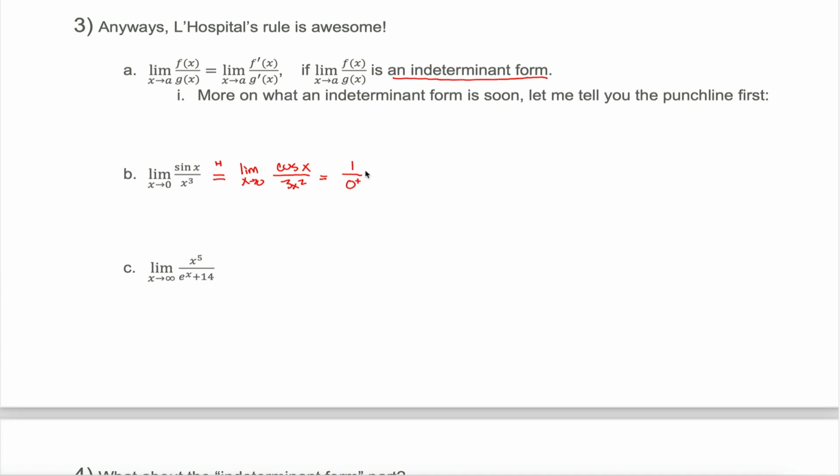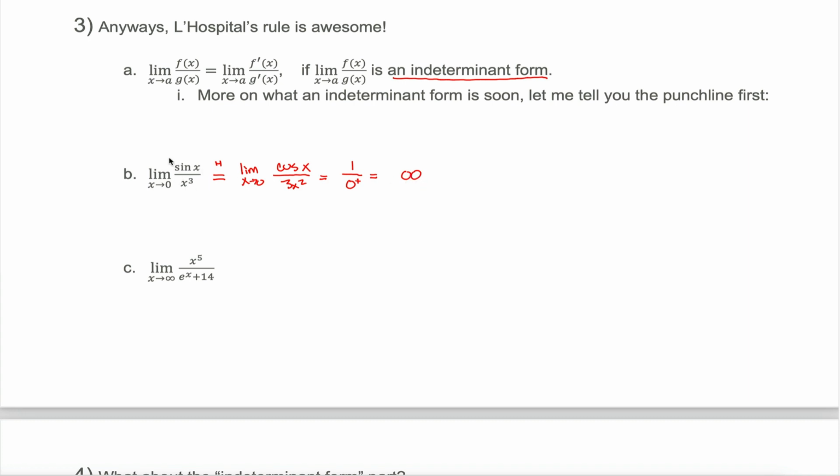As we learned in the previous section, 1 divided by 0, because the denominator is getting arbitrarily small, is going to give us an infinite result. And all we have to do is figure out whether it's positive infinity or negative infinity. Since we have a positive number divided by a positive number, we get positive infinity, which we can just write as infinity. The limit as x approaches 0 of sine of x divided by x cubed turns out to be infinity.